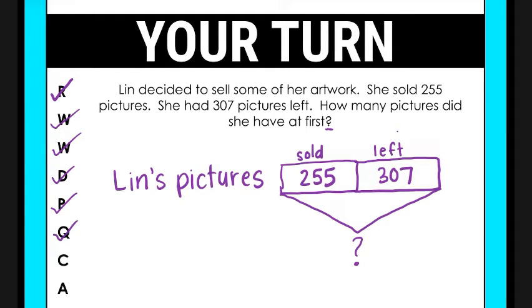So this leads to my computation, which is my number sentence. And remember, I like to visualize this as a number bond. So if this is a number bond, I'm missing my whole. And when I'm missing my whole, I have to add my two parts together. So my computation is going to be 255 plus 307.